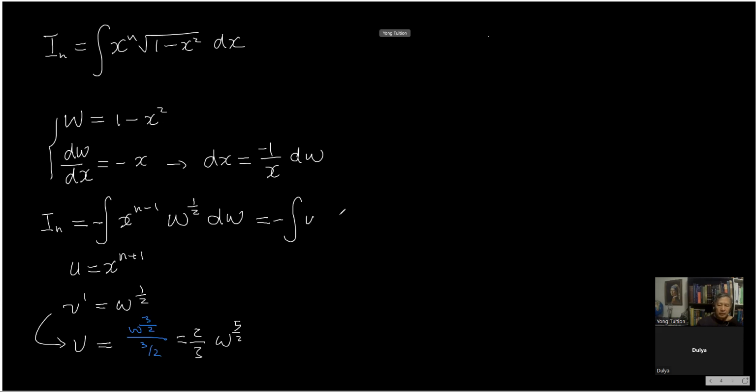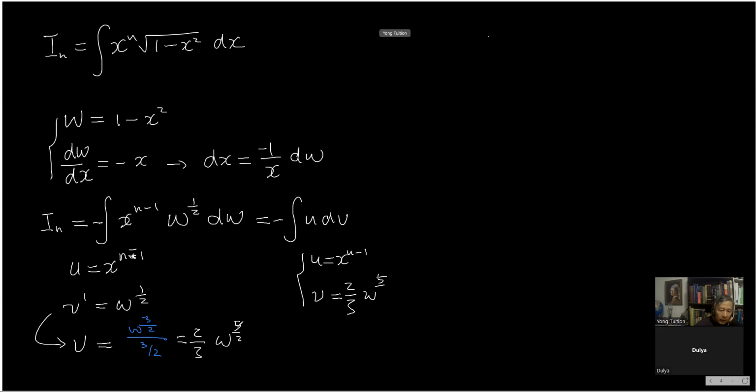U dV. In this case, U is x to the power n minus 1. And that will equal to, V is equal to this number, 2 over 3, W to the power 5 over 2. Can you see? So it's 3 over 2.